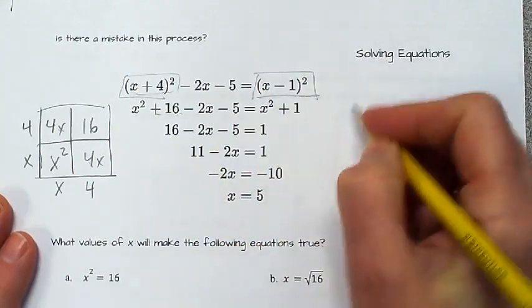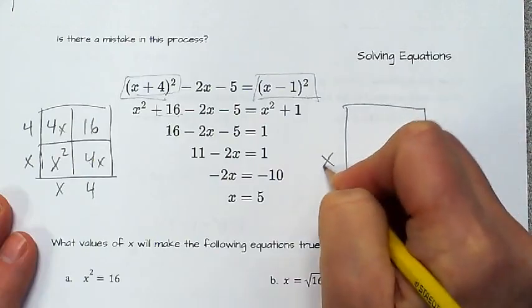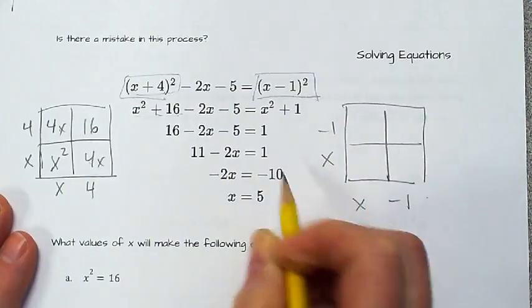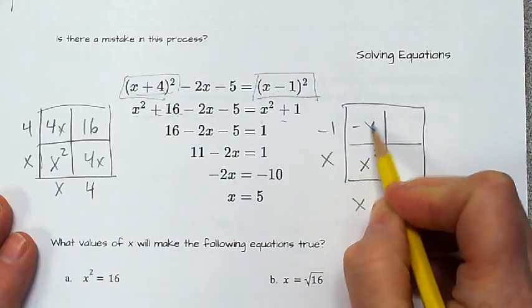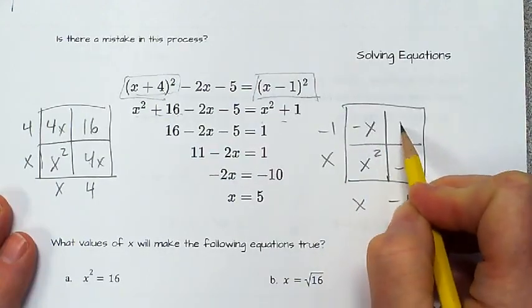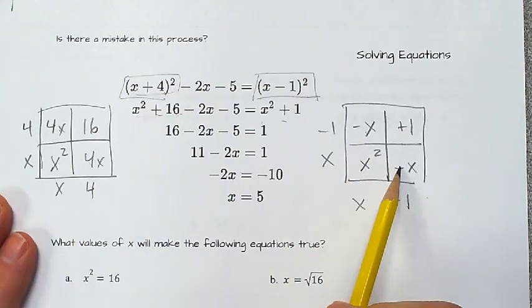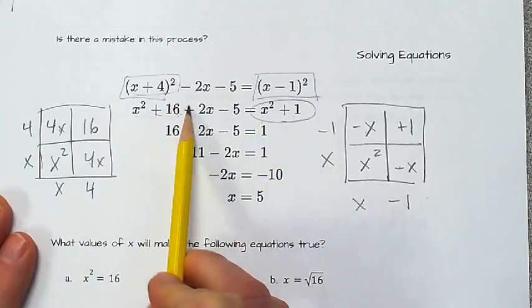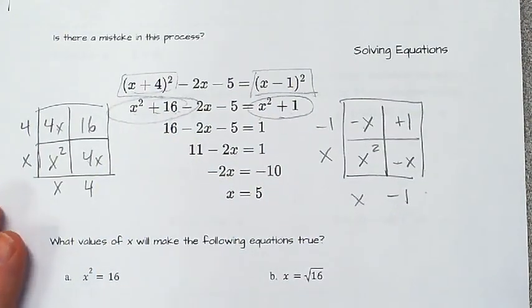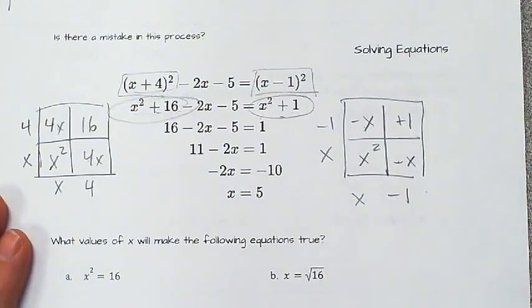Same thing for x minus 1 squared. You would have to do x minus 1 and x minus 1, which would not give you x squared plus 1. That would give you x squared minus 2x plus 1. So that's the mistake. This is incorrect. This is incorrect. So you could just add this to your paper.